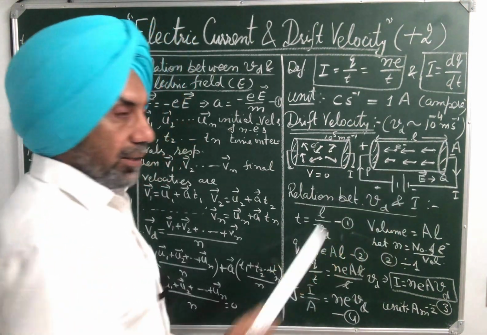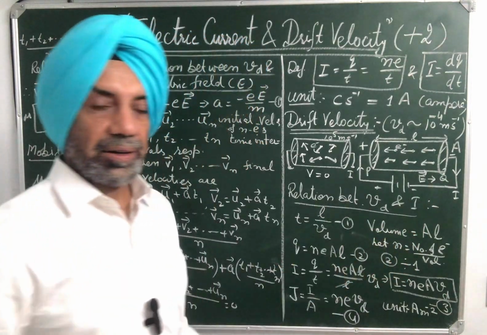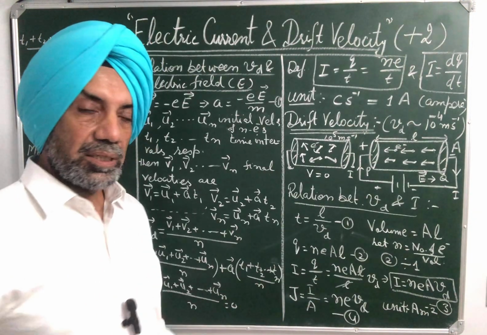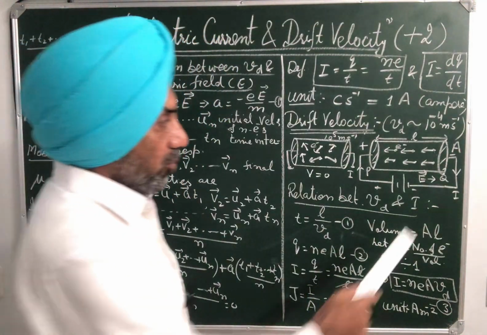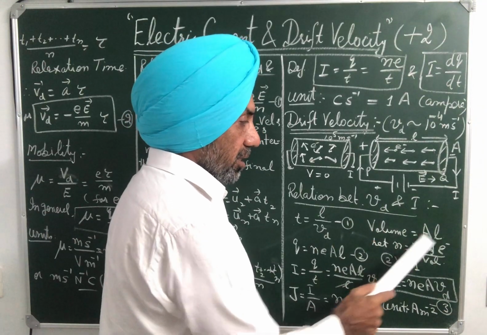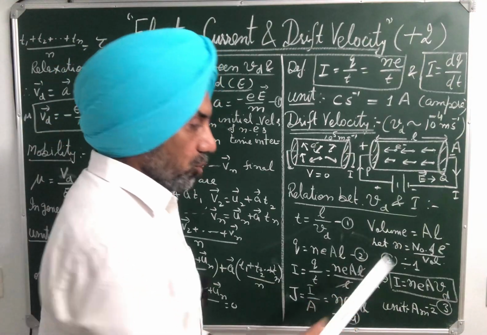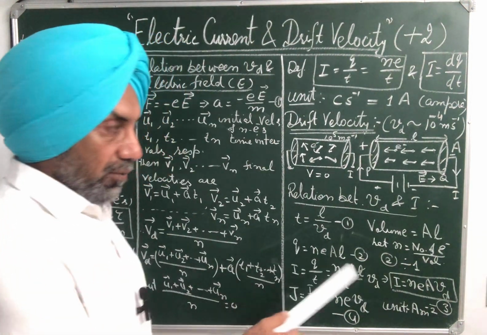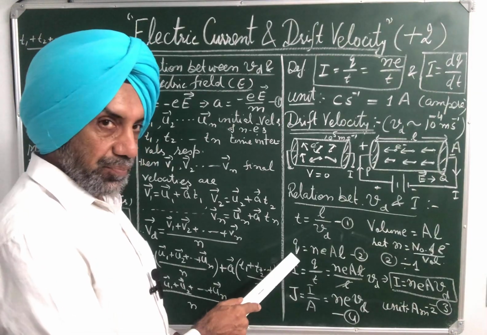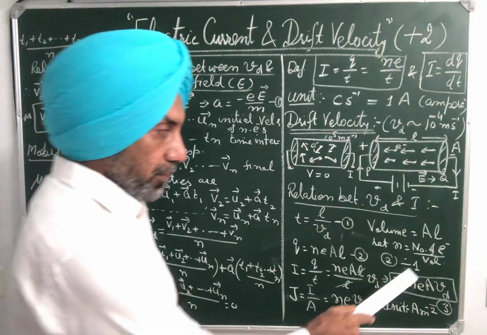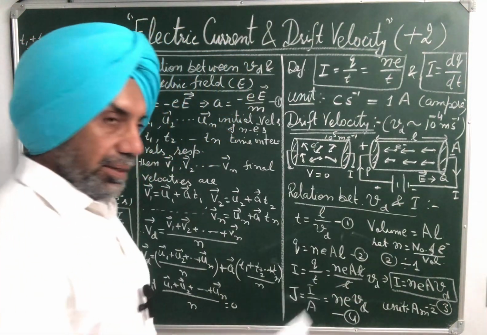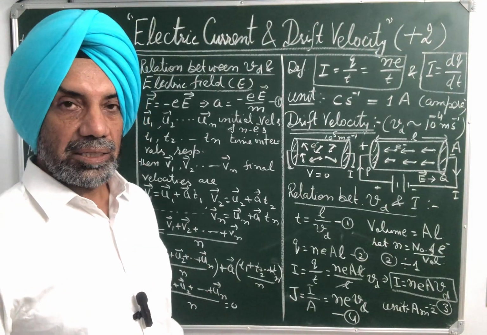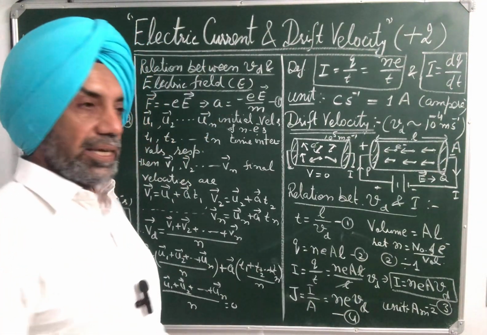Then time taken by the electron to cover this length L of the conductor is given by T is equal to L upon Vd, where Vd is the drift velocity, time, distance upon speed. Say equation number 1. Then volume of the conductor, area of cross section into length is equal to A into L. If N is equal to number of free electrons per unit volume, then total charge that flows is given by N number of free electrons per unit volume into AL, that is total number of free electrons within the conductor of length L, into charge upon each electron. So this is the total charge that flows. Q is equal to NeAL.